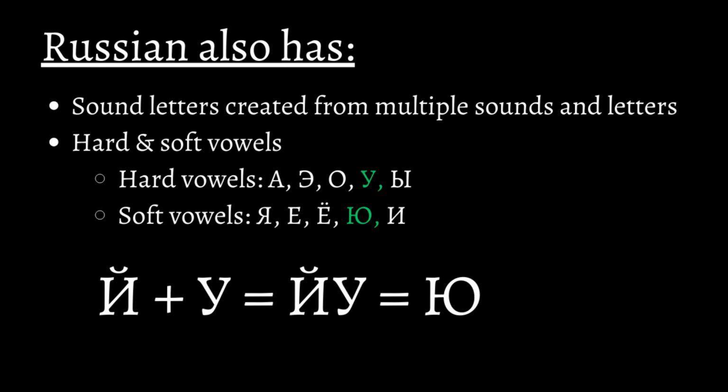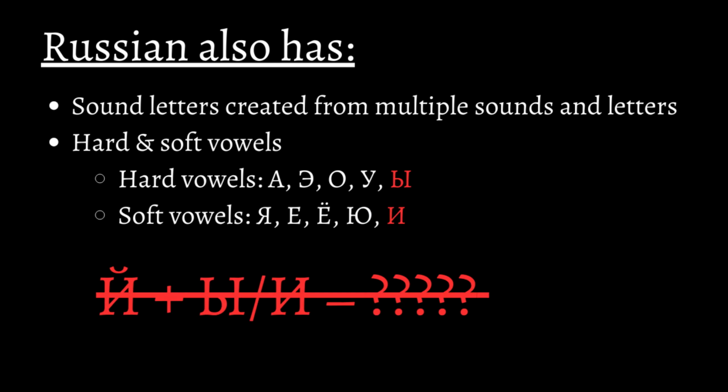Yi and u make yu, which makes the letter u. Unfortunately, there is no logical combination with I kratkoje and I or I, so we can just leave it at that. Now, the reason why I brought this up is to give you a different perspective on the hardness and softness of vowels when Russian-speaking people tend to pronounce letters and words as they are.